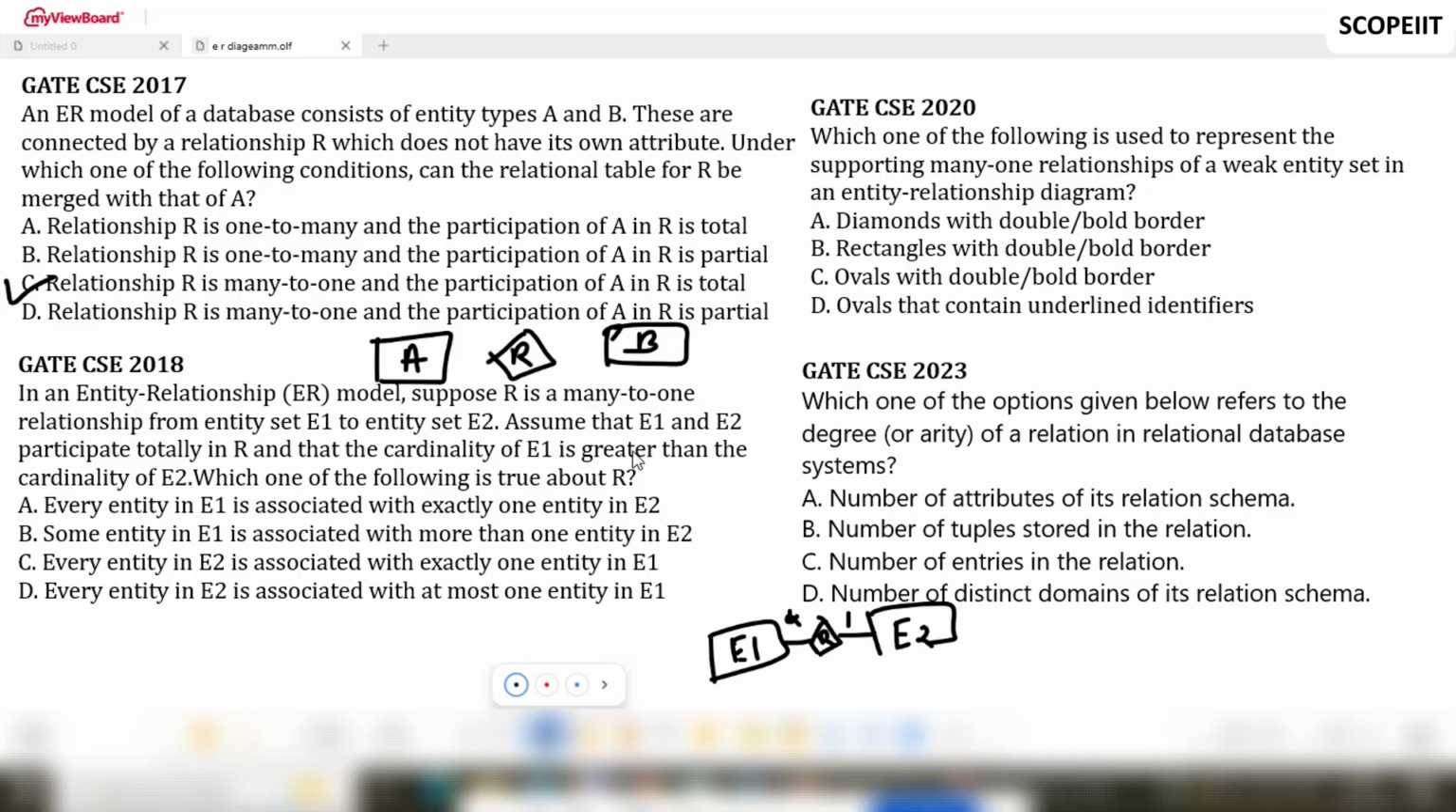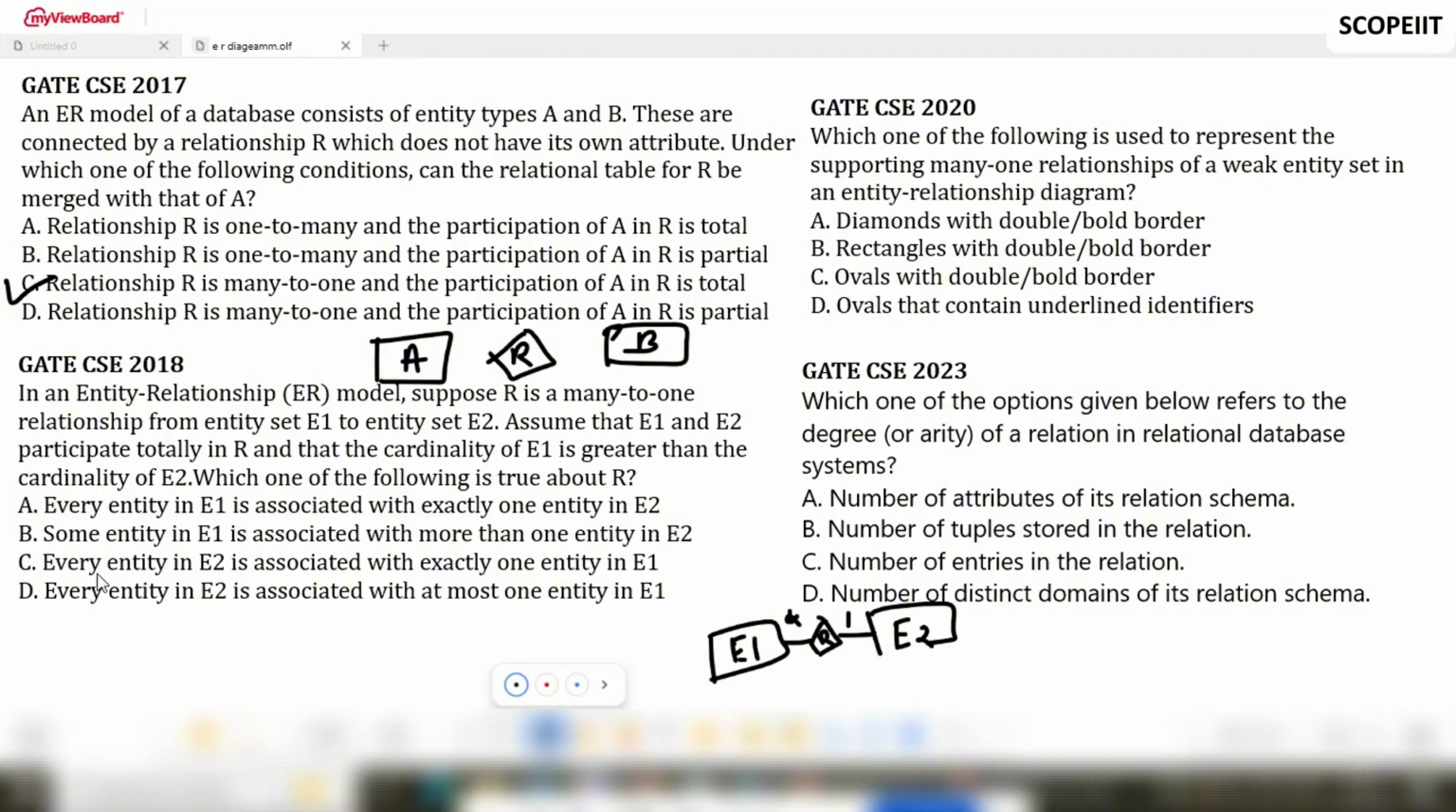Okay, so because of that, next one more point here, let us see the option. Every entity in E1 is associated with exactly one entity in E2. That is actually the correct one. Why? Because second option says some entity in E2 is associated with more than one entity. But here they already said it is a many to one relationship. That means no entity in E1 can be related to more than one entity in E2. So many to one is not possible.